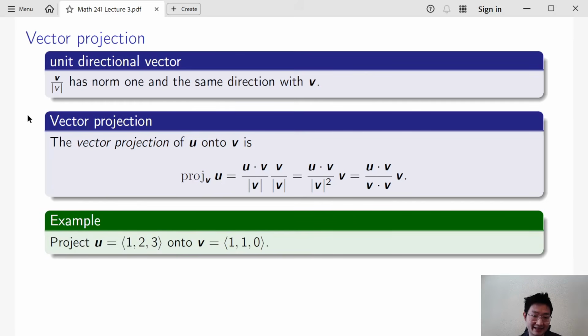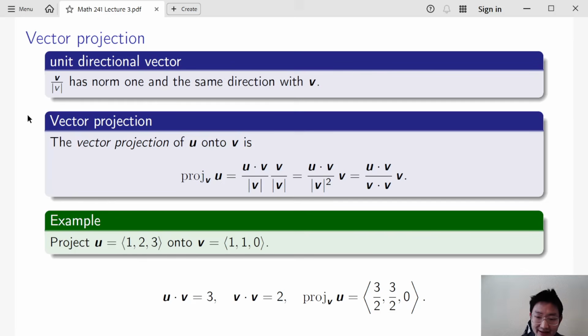Now let's do an exercise. We want to find the vector projection of (1, 2, 3) onto (1, 1, 0). We can just use the formula for the vector projection. The dot product of u and v is equal to 3, which is 1 plus 2 plus 0. And the dot product between v and v is 2, which is 1 plus 1.